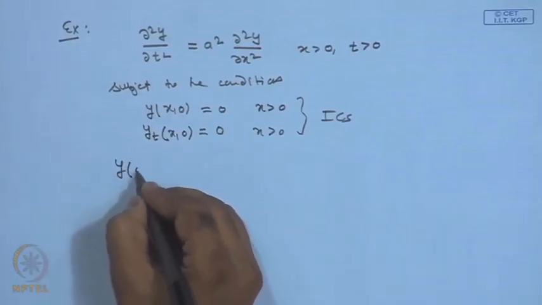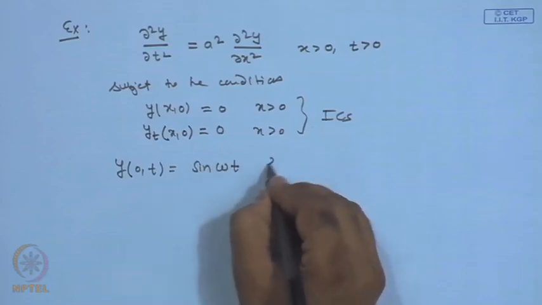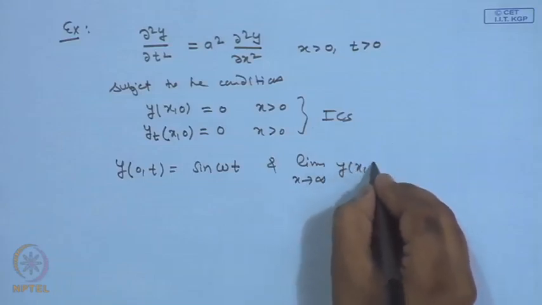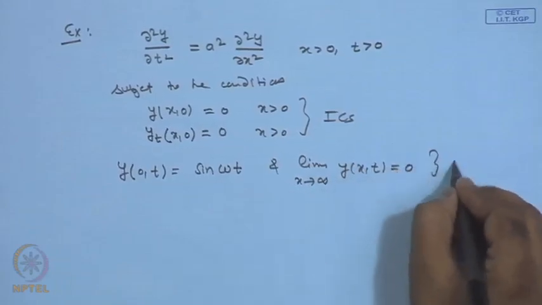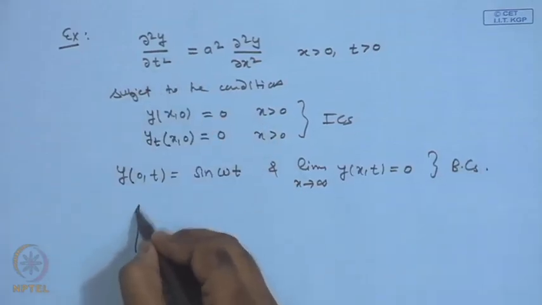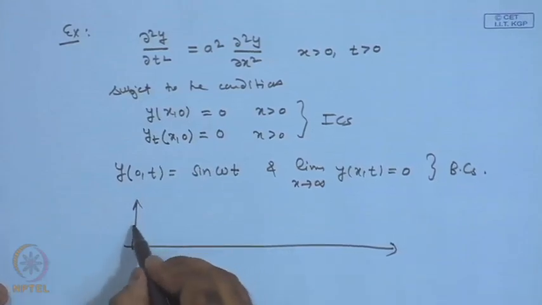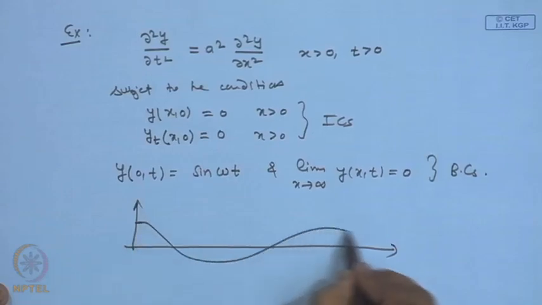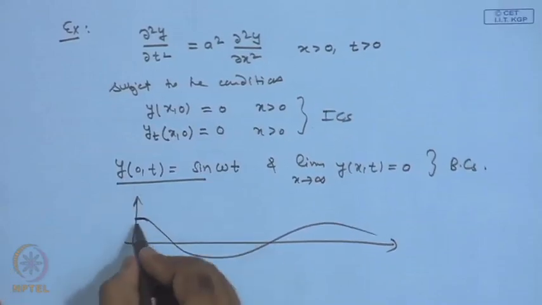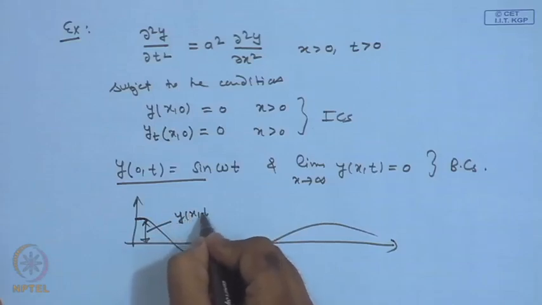And then the boundary conditions we have at 0 t. So, at x is equal to 0 we have the function sin omega t, and the limit as x approaches infinity, y x t is 0. So, these are the boundary conditions. If we look at the physical phenomenon this equation models, we have a string here, and this end, as we see in this boundary condition, this is the displacement or the solution y x t.